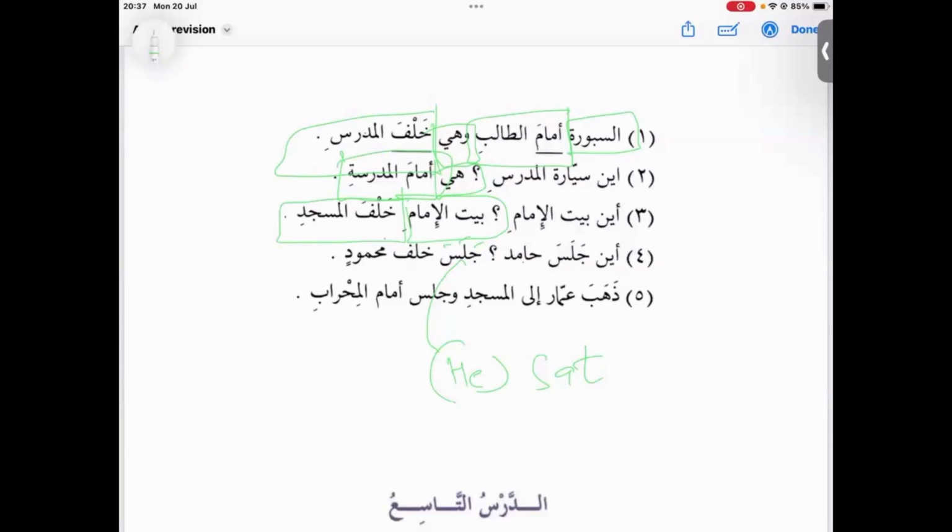ذهب. This is also a verbal sentence. Verbal. ذهب عمار. Where's the fa'il there? Who is the fa'il of the sentence, of the verbal sentence? The doer is Ammar. نعم. Yes. ذهب. So what do you translate first? عمار. عمار went إلى المسجد. وجلس. And he sat. أمام المحراب.